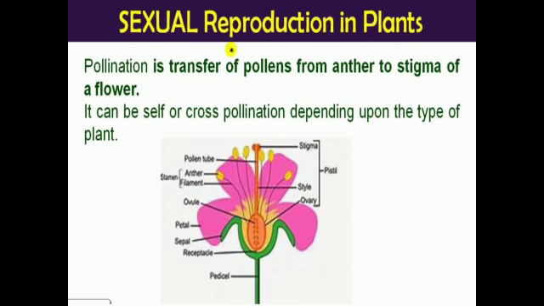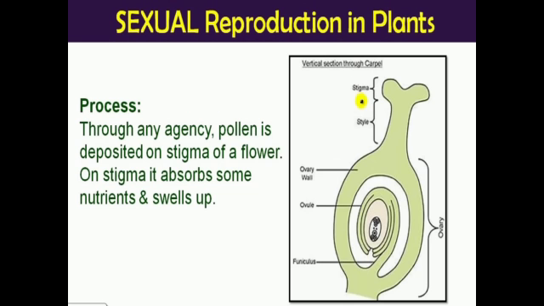Now, as I told you, it can be self or cross pollination depending upon the type of plant. If the pollination occurs in the same flower, it is self pollination. If it occurs in two different flowers, then it is known as cross pollination. Through any agency, pollen is deposited on the stigma of a flower. If it undergoes cross pollination through wind, water or animals, the pollen grains which produce the male germ cells are transferred to the stigma of another flower.